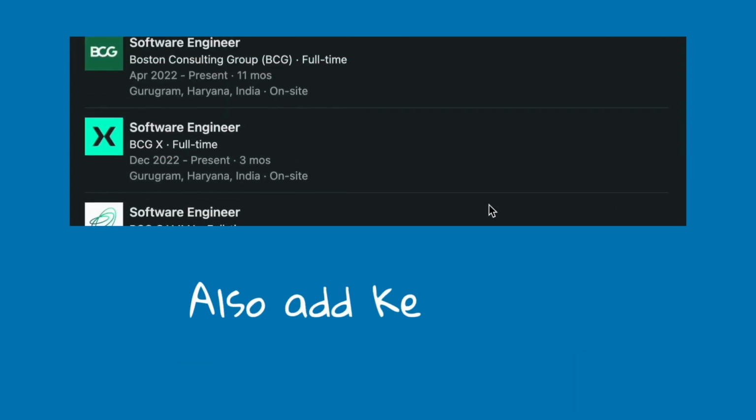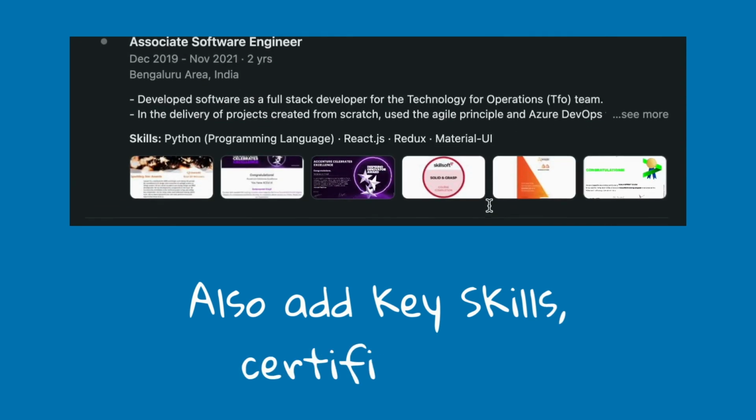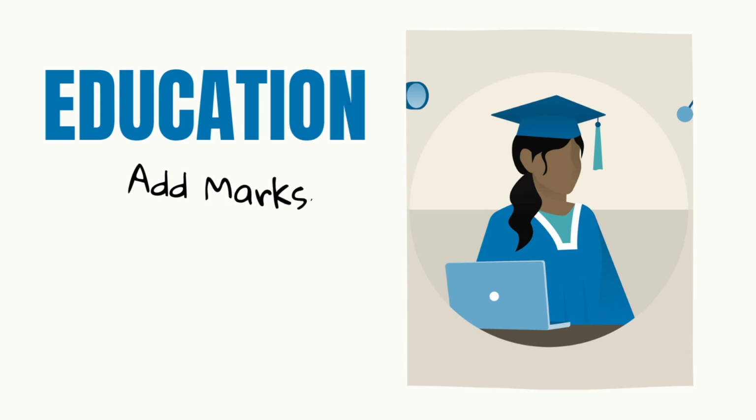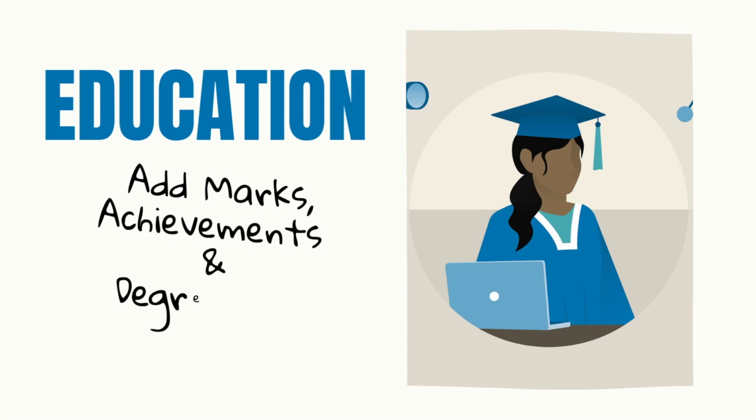Try adding 5 key skills and a job description to every job. Also, you can put your documents that highlight your achievements in that job. Use the education section to showcase your formal education. Add mark details and also highlight some achievements. You can also put your degree PDF here.